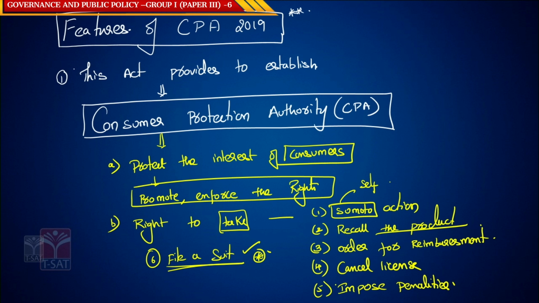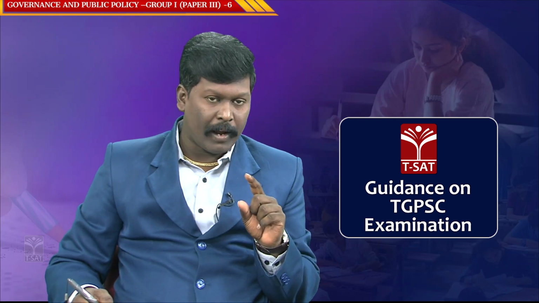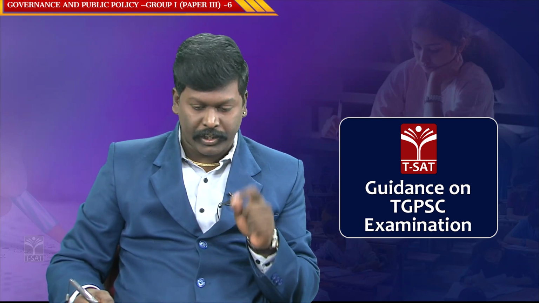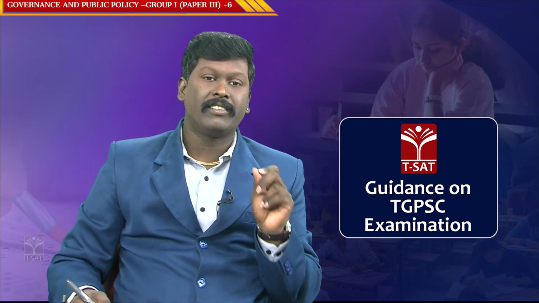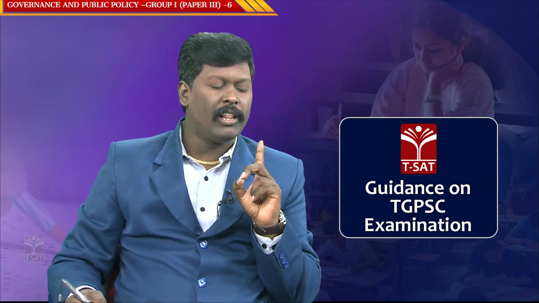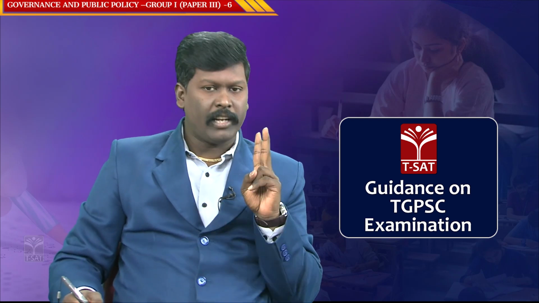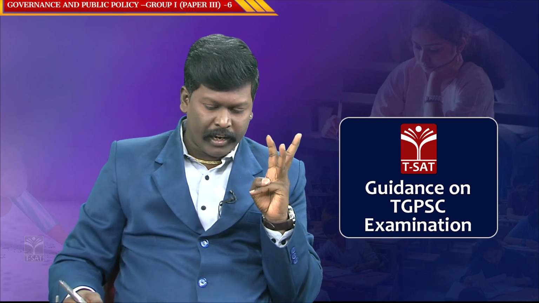So the first feature of the Consumer Protection Act 2019 is that the Act provides for the establishment of the Consumer Protection Authority, CPA. The CPA has all the rights of the civil court. It can impose penalties. It can order reimbursement. It can recall the product.